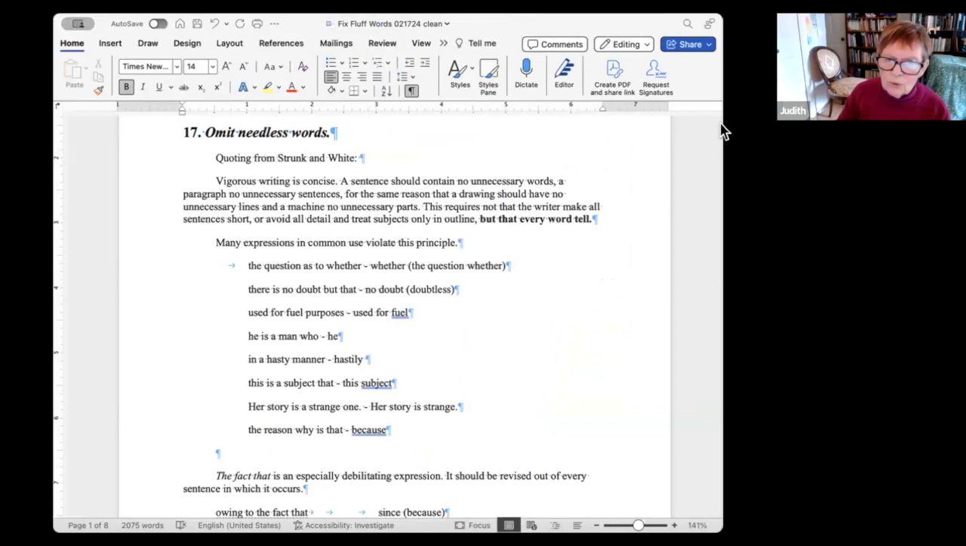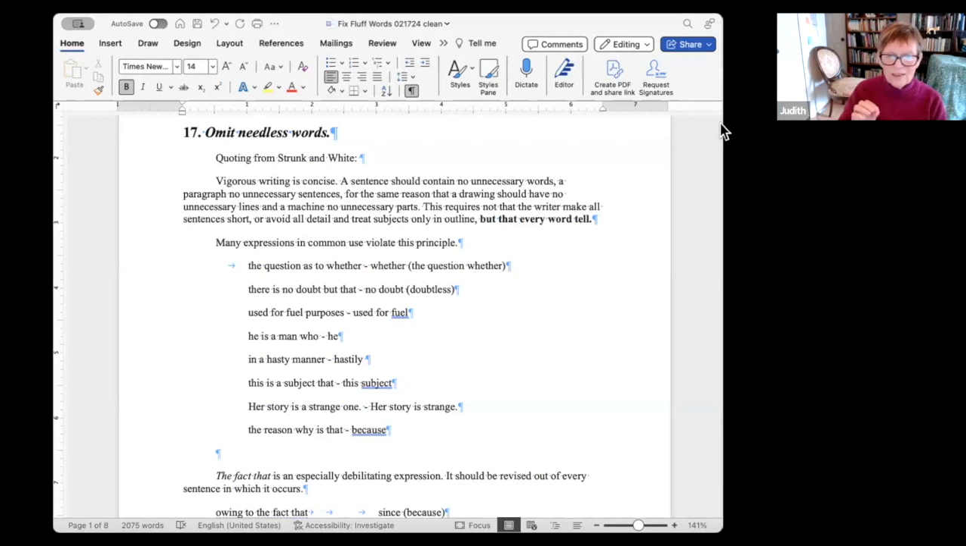This is what Strunk originally said. Vigorous writing is concise. A sentence should contain no unnecessary words, a paragraph no unnecessary sentences, for the same reason that a drawing should have no unnecessary lines, and a machine no unnecessary parts. This requires not that the writer make all sentences short, avoid all detail, and treat subjects only in outline, but that every word tell. And these examples are so good.